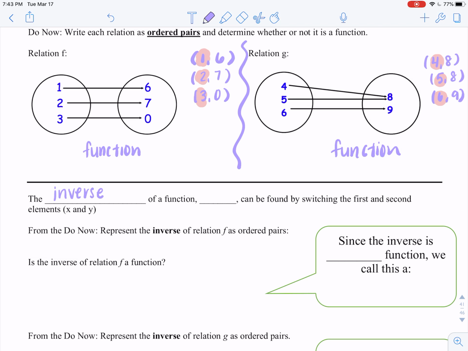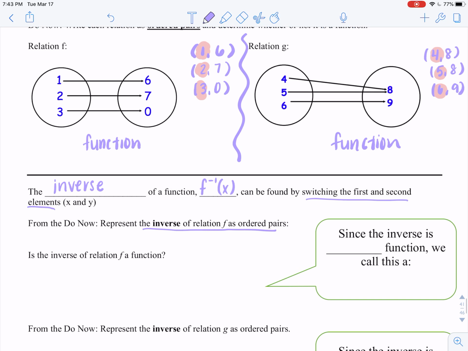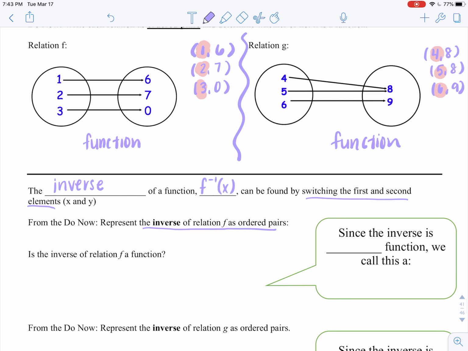So the inverse of a function, we write this as f^-1(x). Notice the little -1 is on top, almost like an exponent, and this can be found by switching the first and second element, so by switching x and y. Represent the inverse of relation f as ordered pairs. My first ordered pair was (1, 6), so if I switch that, it's going to be (6, 1). My second one is going to be (7, 2). And my third one is going to be (0, 3).